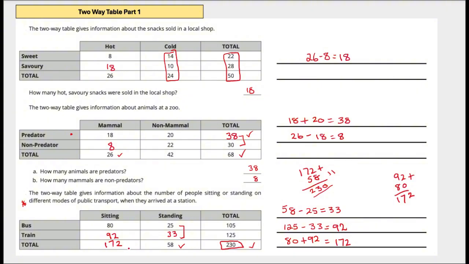So the beauty of these questions is you can go back and check your answers. Because if that hadn't added up to 230, I know that I've done something wrong here, which has made this wrong, or I've just added up something wrong here. So always check your answers. If you can, check your answers always.